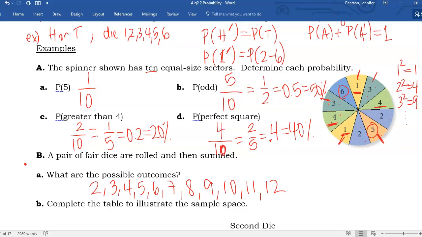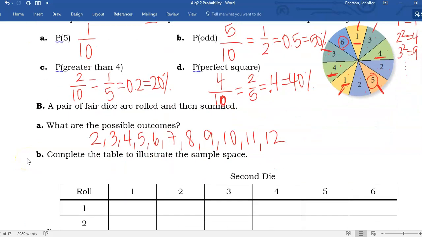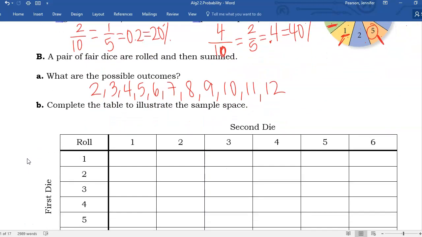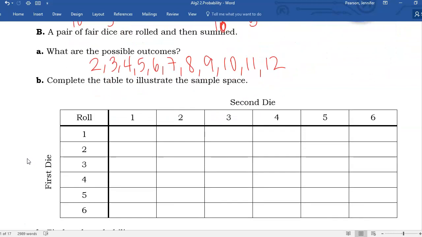outcomes, okay? 2, 3, 4, 5, 6, 7, 8, 9, 10, 11, 12. If I want to look at the sample space, not each of these outcomes is equally likely. There's only one possible way to get a 2. That's a 1 and a 1. But there's lots of ways to get a 7. I could get a 1 and a 6, or a 2 and a 5, or a 3 and a 4. And actually, if the first die is a 3 and the second die is a 4, that's different than the first die being a 4 and the second die being a 3. So all that goes to show that if we want to look at the sample space, we need to look at how likely each of those outcomes are.